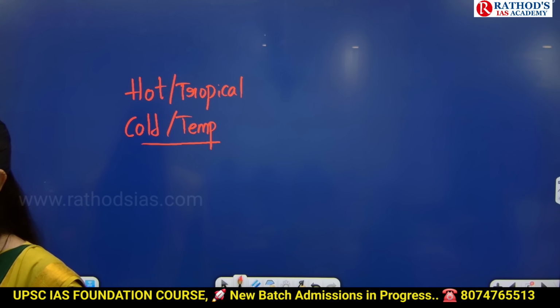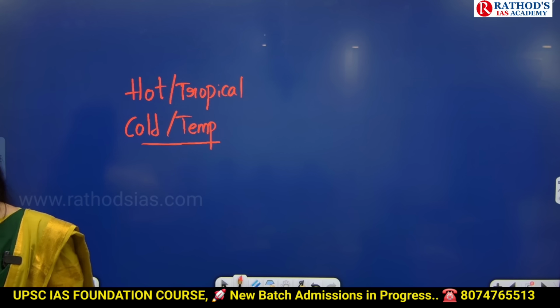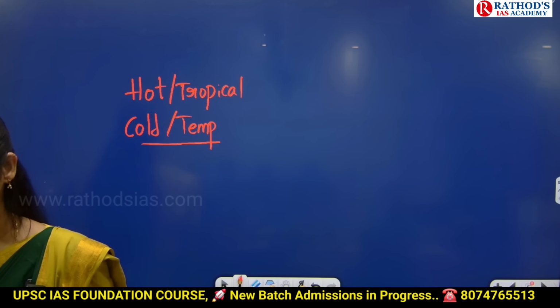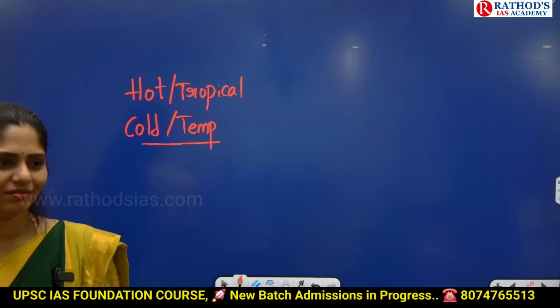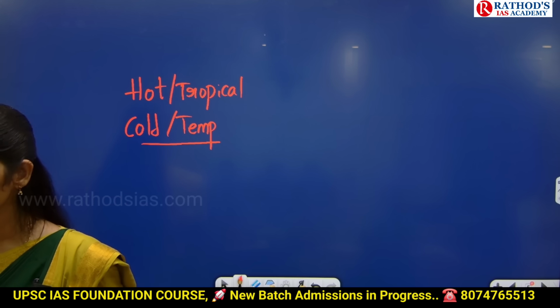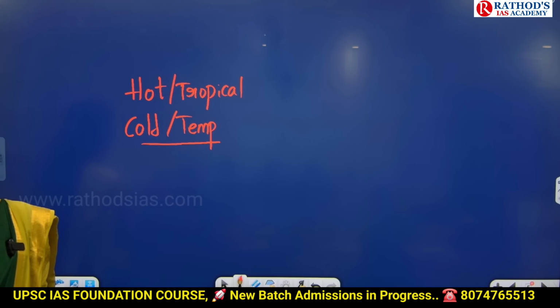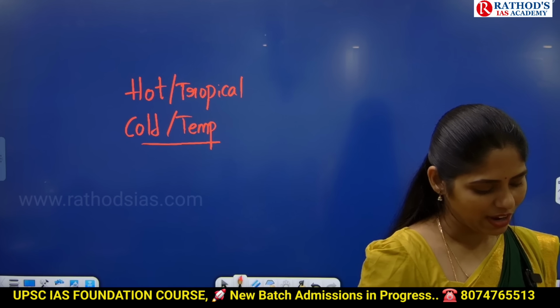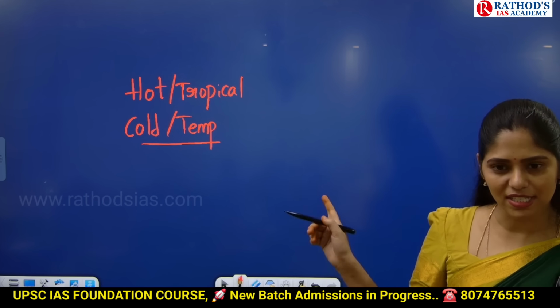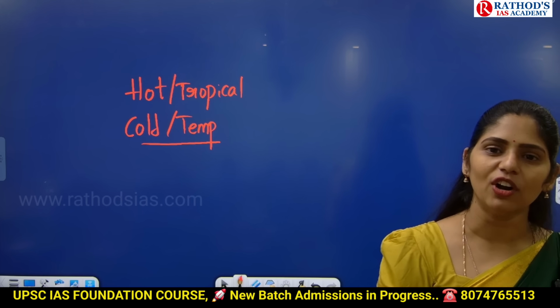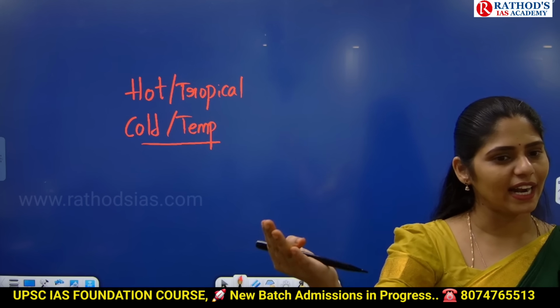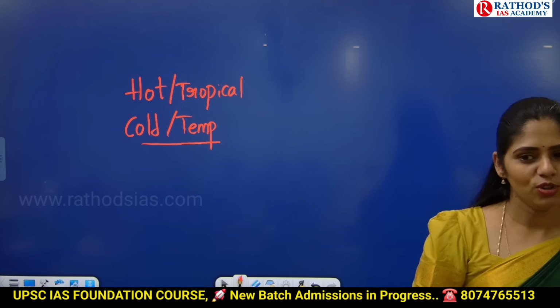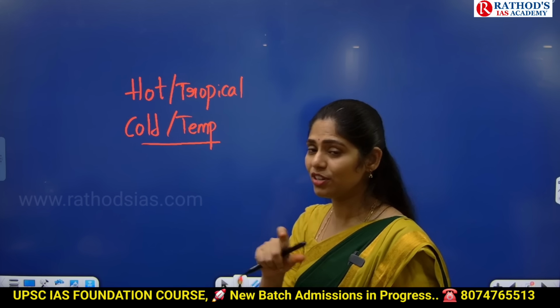Gobi desert, Atacama desert. Next, you have to do map work. Then only you can remember. So try to take a world map. And what you have to do is point out deserts. You have to point out the grasslands. We have tropical grasslands and temperate grasslands. You have to take separate maps for these themes.